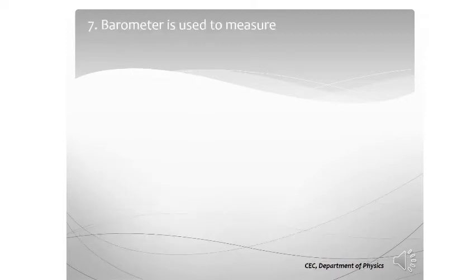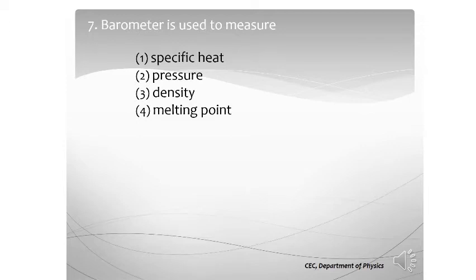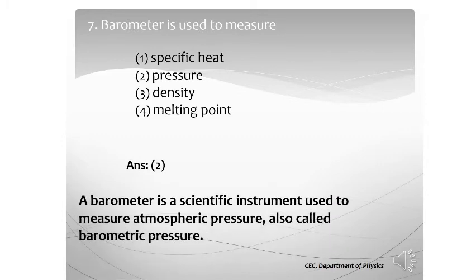Next, barometer is used to measure specific heat, pressure, density, melting point. Answer 2. Pressure. A barometer is a scientific instrument used to measure atmospheric pressure, also called barometric pressure.